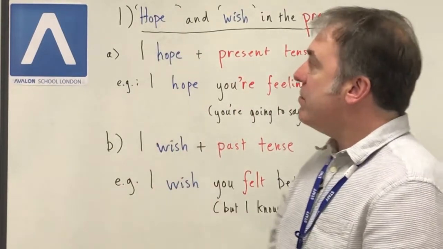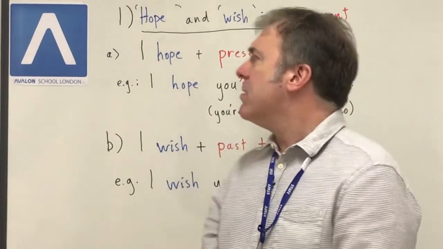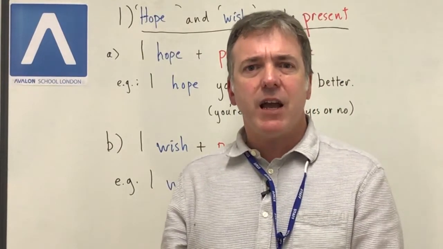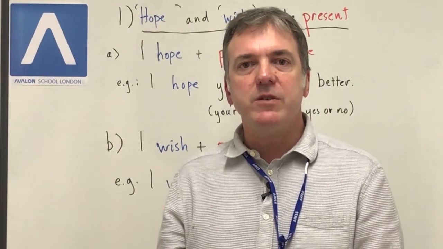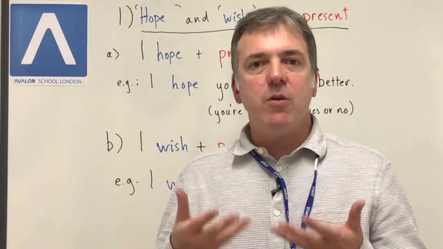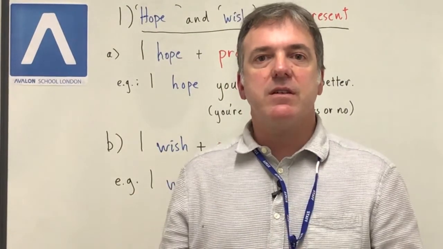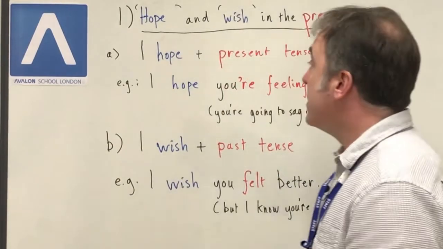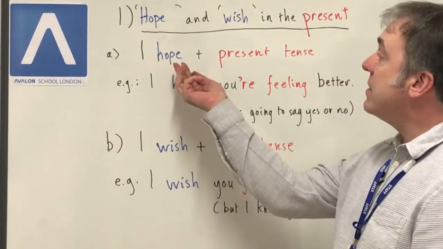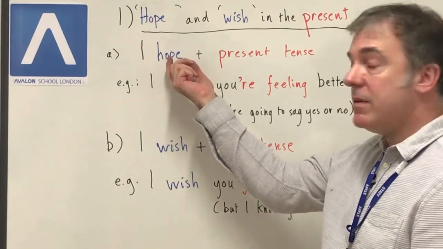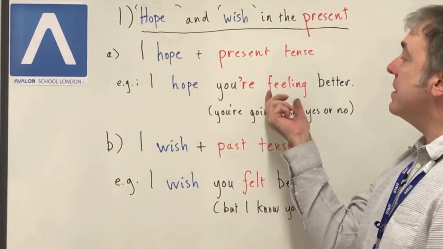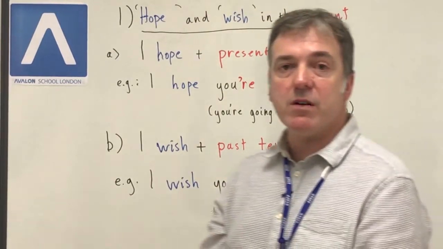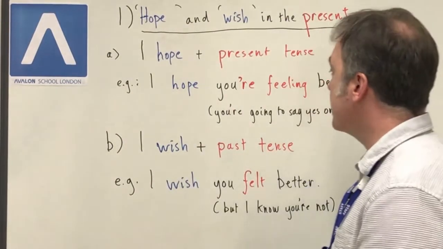So maybe we see our friend and we say, oh, I hope you're feeling better. In other words, that we hope that our friend at this moment is feeling better possibly than they were the day before. So here, the structure is I hope plus a present tense. Here we're saying I hope you are feeling better. You are feeling better. It's a present clause there.